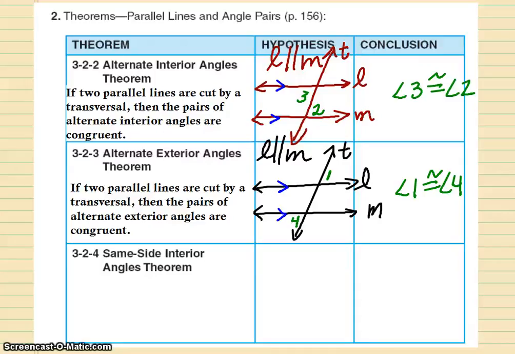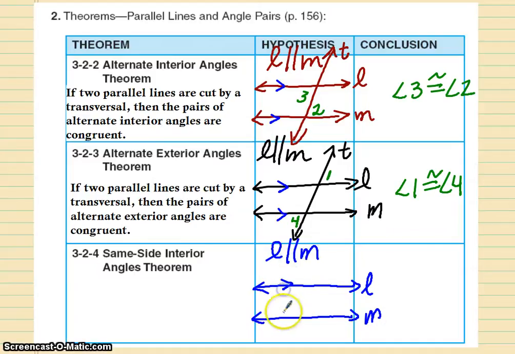Okay, so this is our last theorem. And it's the same side interior angles theorem. And we're still dealing with parallel lines cut by a transversal. So we're going to still deal with the same two angles, same two lines, L and M. We know they're parallel.